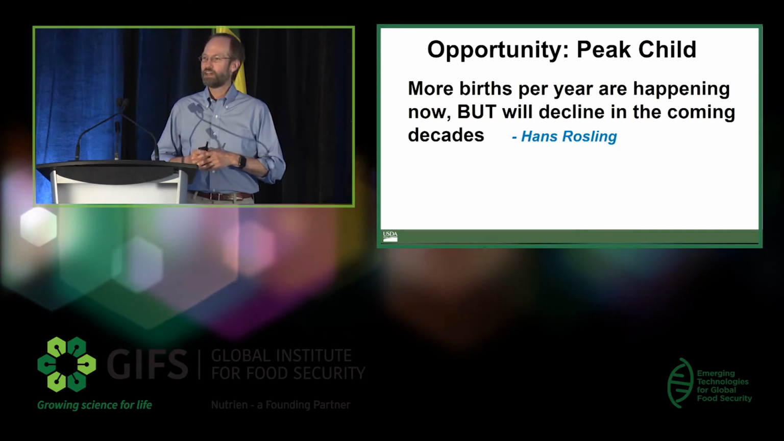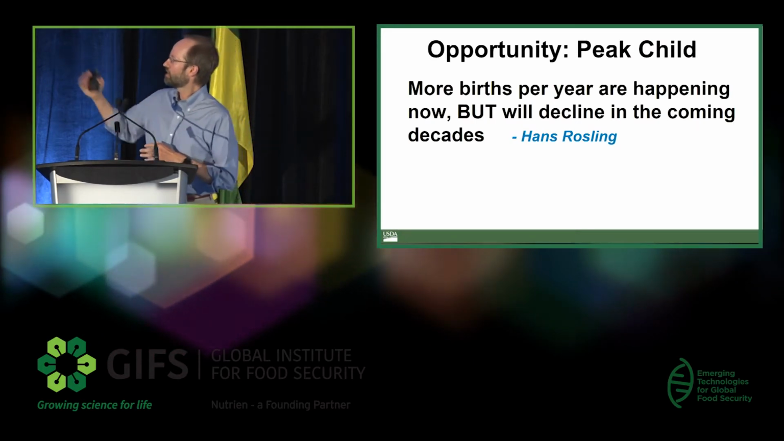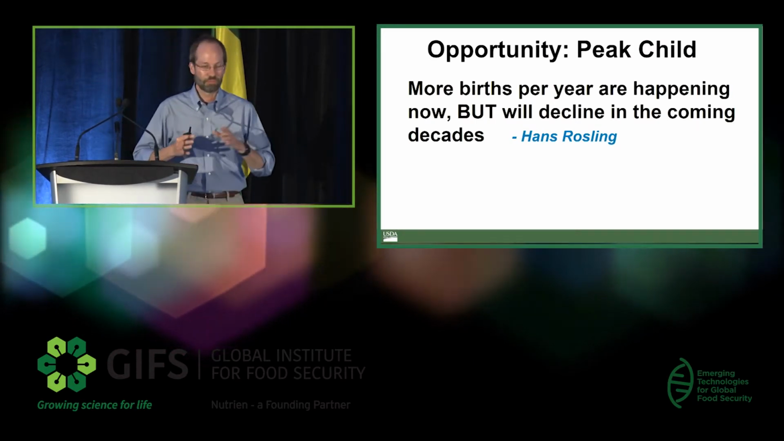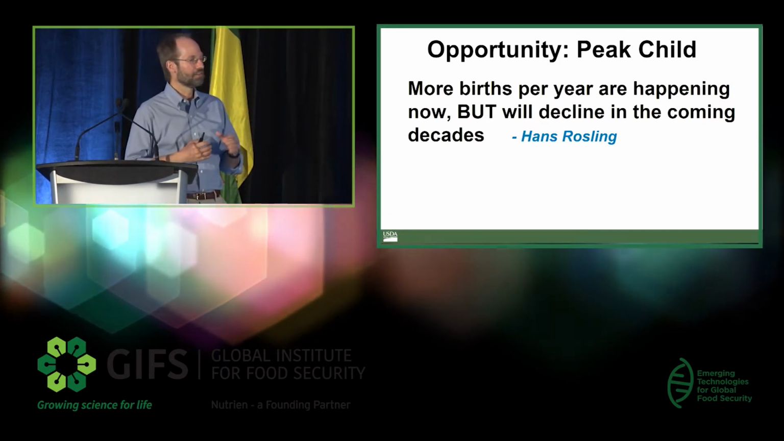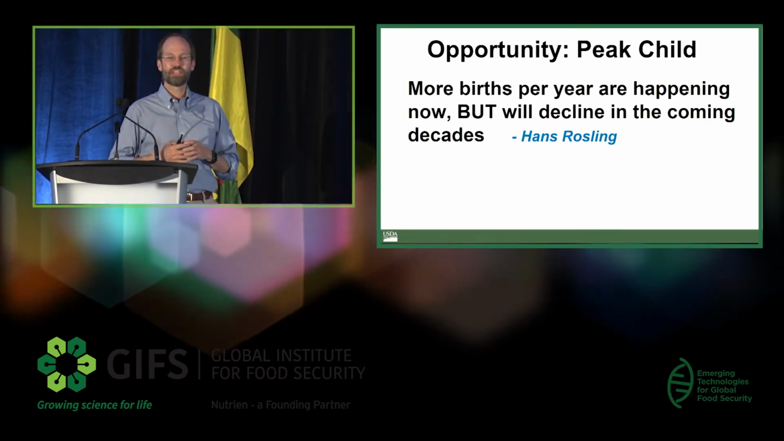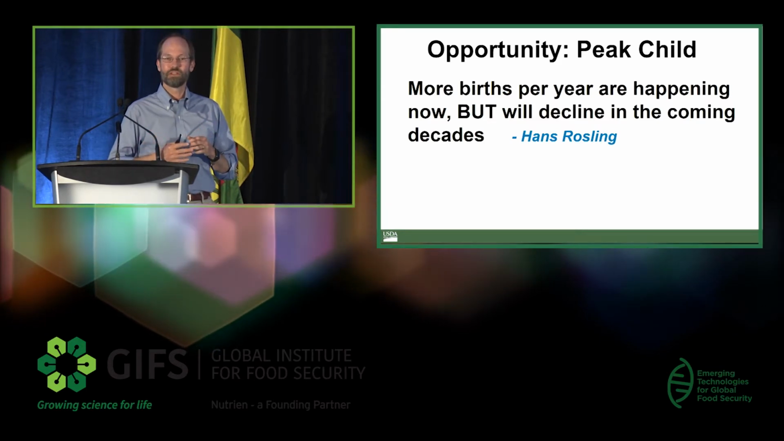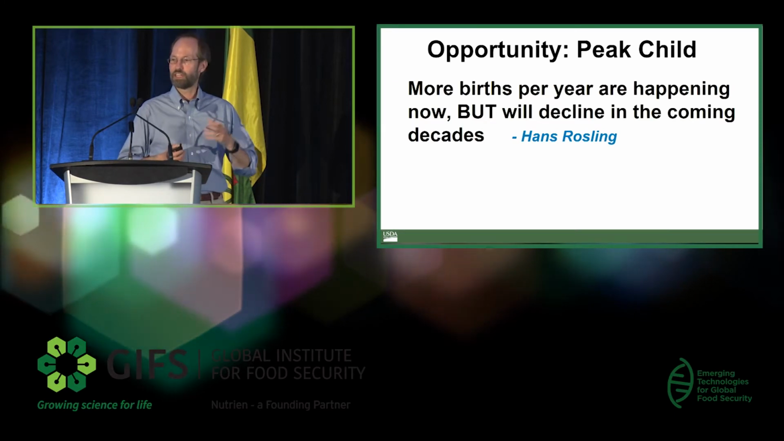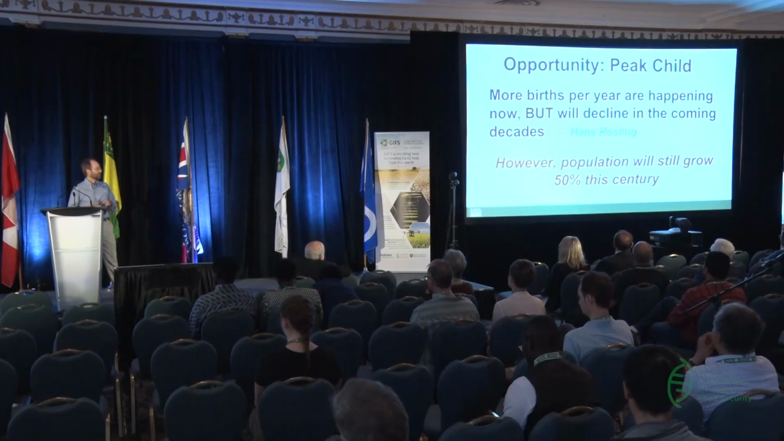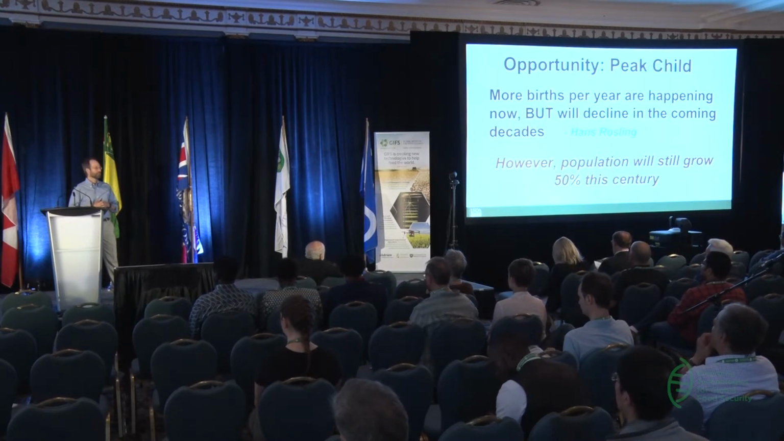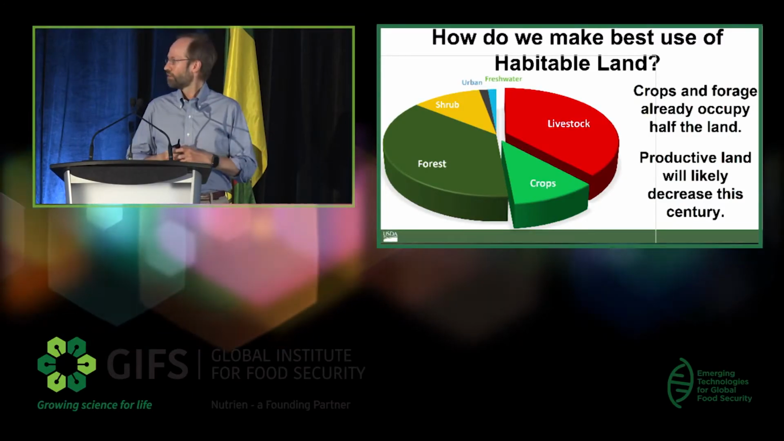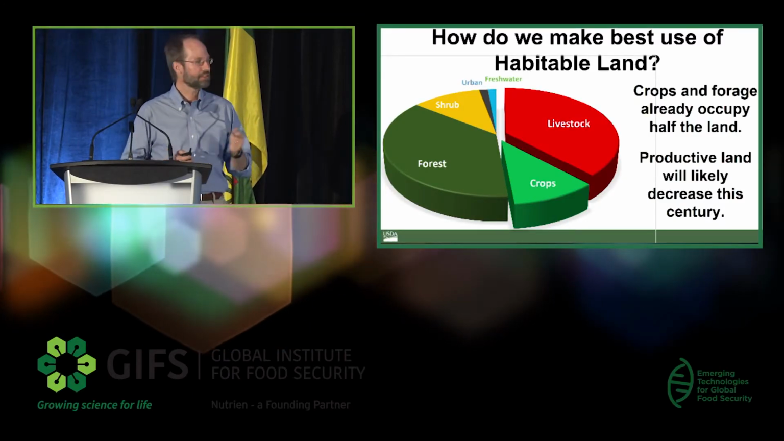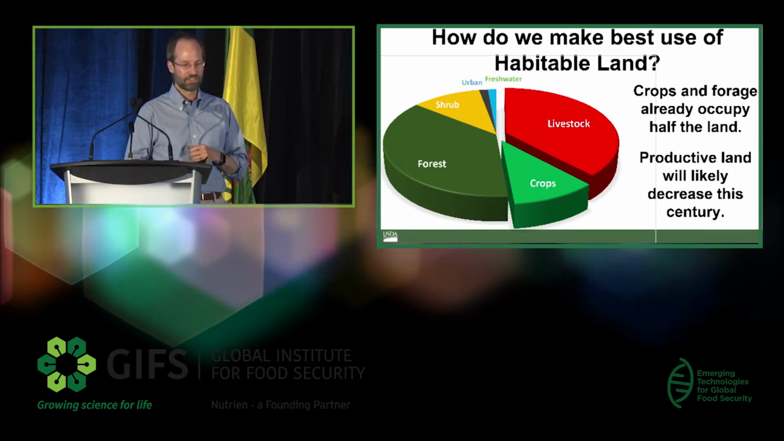On the positive side, Hans Rosling always highlights the fact that essentially more births are happening per year right now and will be declining over the coming decades. So we are in the century where we're going to have to deal with an increasing population because of better medication, longer longevity. The population will still increase 50%. But if we can get through this period at a time, we may be able to stabilize the globe's population. So with those two constraints, how do we address these issues?